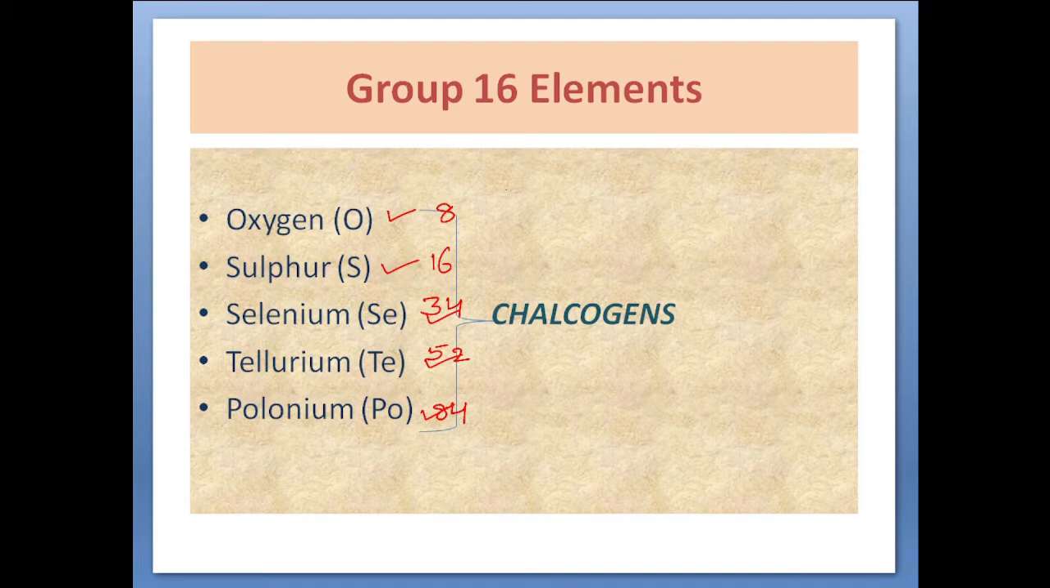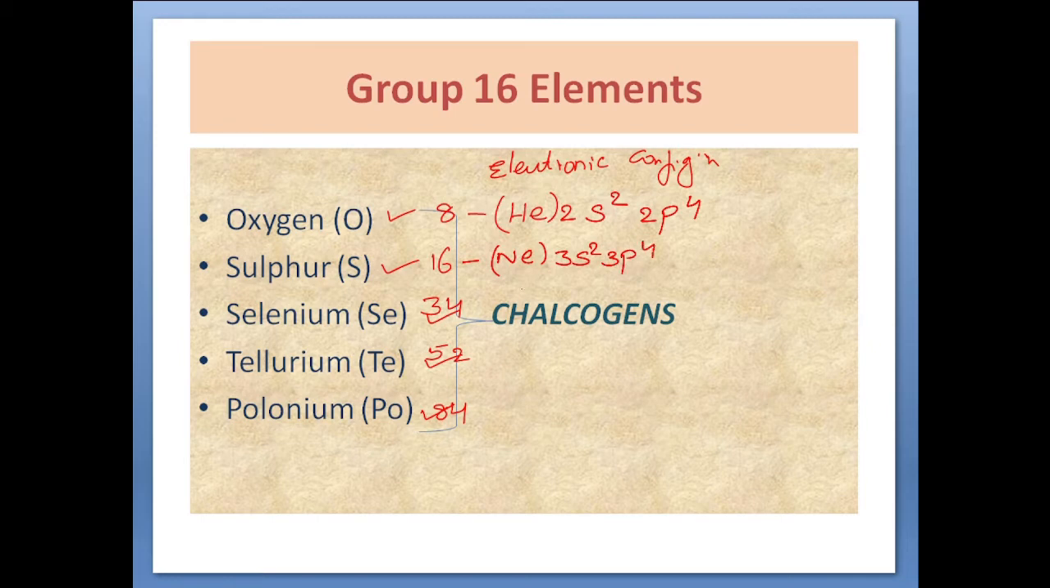The electronic configurations of these elements are: oxygen is helium 2s2 2p4, and sulfur is neon 3s2 3p4. Selenium is argon 3d10 4s2 4p4.